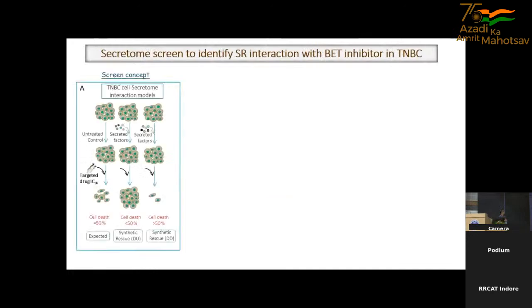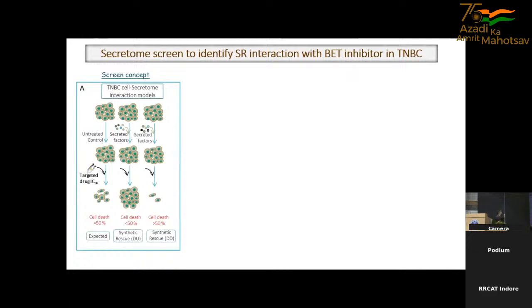Another, we did a screen with the BET inhibitor and the protein secretome. The idea was that if you determine the IC50 of BET inhibitors without treating with any of the secreted factor library, you get one IC50, and then you pre-treat with the library and determine the IC50 values of the BET inhibitor again. If you see an increase in the IC50, that means there is a synthetic rescue effect.